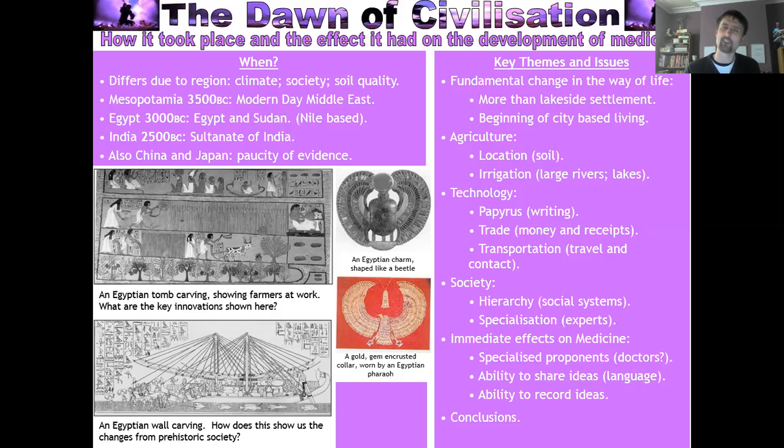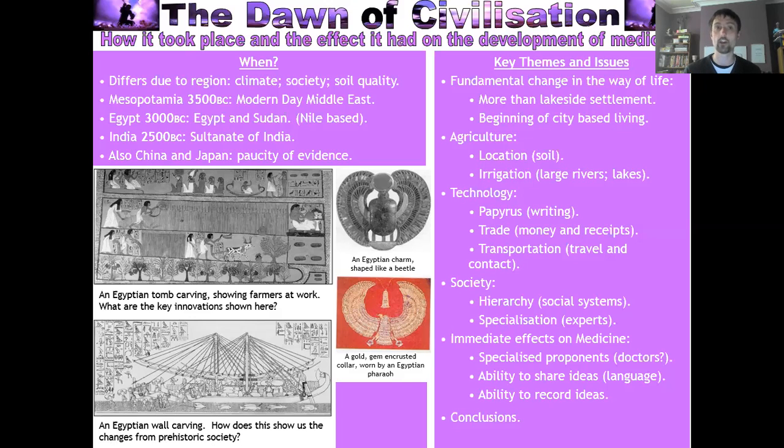The fourth and final bit is China and Japan. And the problem with China and Japan isn't that they didn't civilize early. We know they did. It's simply that there's a paucity of evidence. We have a lot of secondary sources, that is, people writing long after the fact, referring to sources that they knew existed, that we don't.